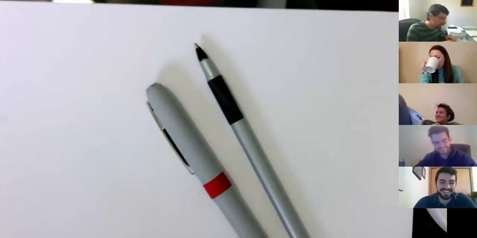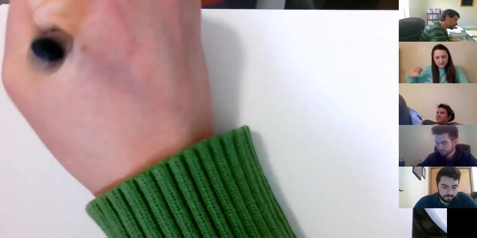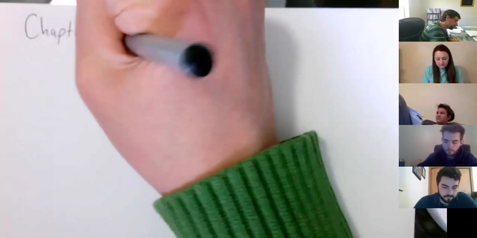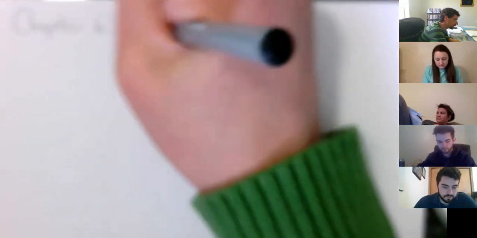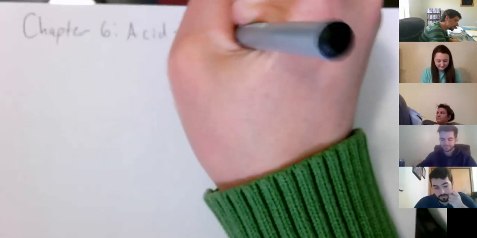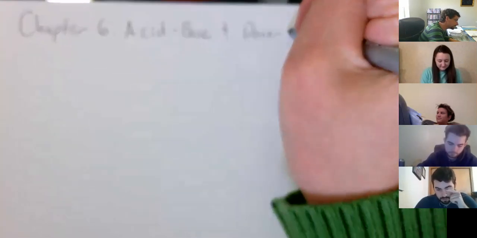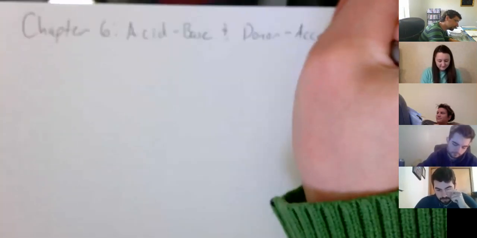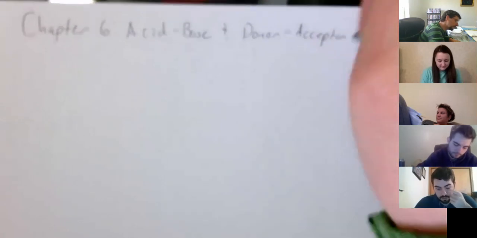Okay, so let's move on to the next bit that we're going to talk about. This is actually chapter 6, so we're walking backwards in your book. Chapter 6, acid-base reactions. Acid-base and donor-acceptor chemistry.